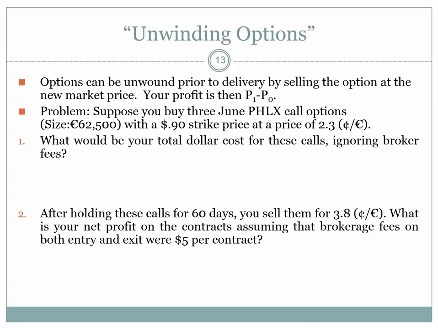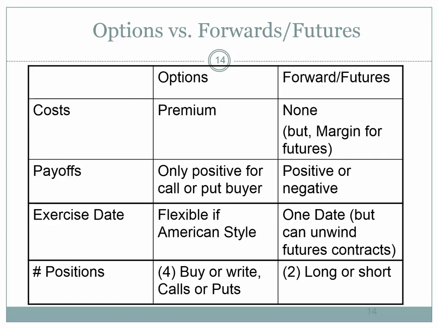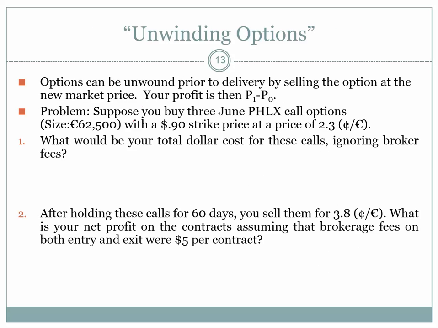Now you can unwind options just like you can unwind futures. It's actually a little bit easier to think about. Suppose you buy Philadelphia Exchange June call options. Each one's for 62,500 euros, 90 cent strike, and the price of the option is 2.3 cents. Now that option is going to cost me some money. So let's see what the cost of that option is.